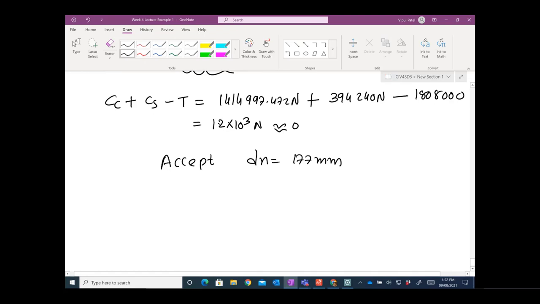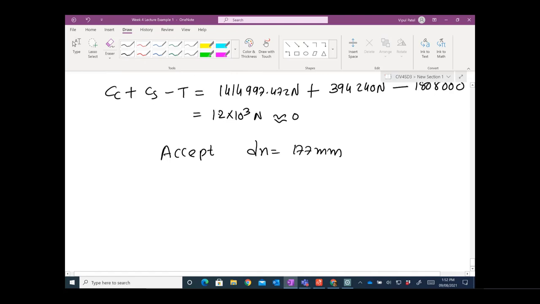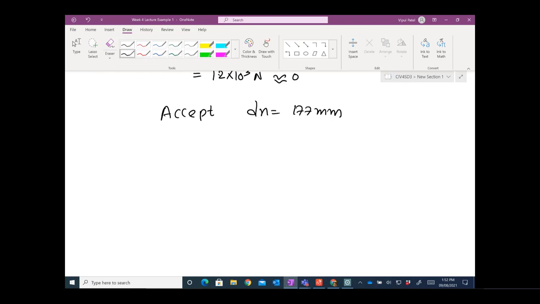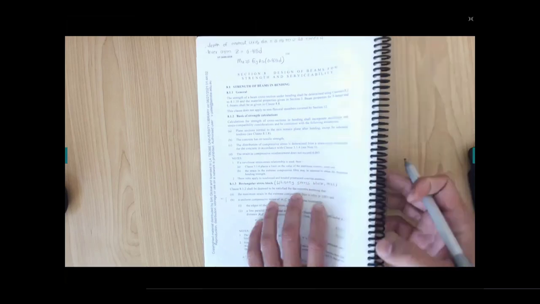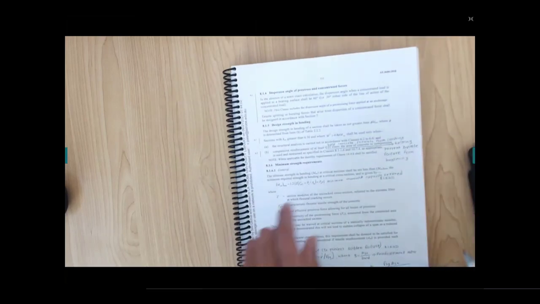Right, once you solve the DN, then all your checks are good. Now, what is the check? Let's check the ductility check. How are we going to make the ductility check? The ductility check would be Ku less than 0.36. We always target Ku less than or equal to 0.36. Where is it? So the ductility check is here.